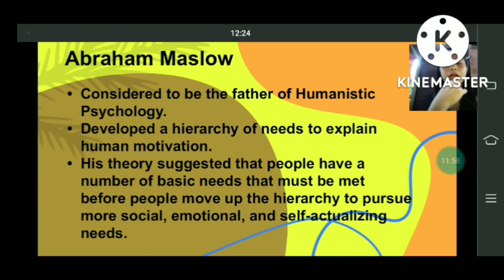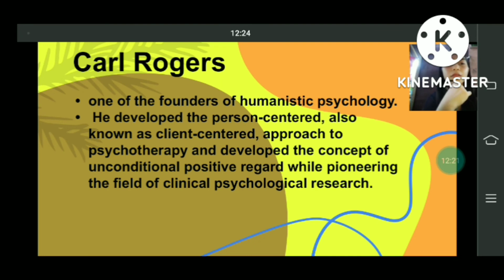Abraham Maslow, considered to be the father of humanistic psychology, developed a hierarchy of needs to explain human motivation, and his theory suggested that people have a number of basic needs that must be met before people move up the hierarchy to pursue more social, emotional, and self-actualizing needs.